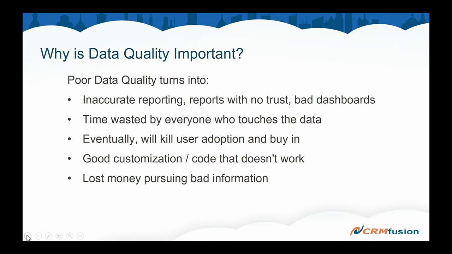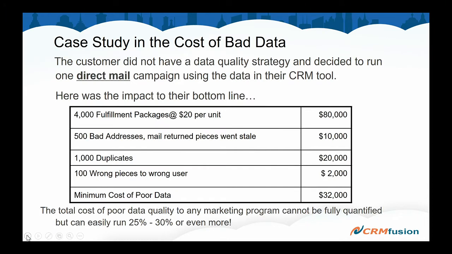Bad information costs money every time. Here's a good case example from one of our customers from a couple years ago. They work with auto dealerships around North America, and they send out this really expensive fulfillment package. It's about $20, a big fancy color thing that costs them a fortune. They had to send out 4,000 of them, which is going to cost $80,000. They sent out 500 to bad addresses that didn't even get delivered. That cost them $10,000. Of those 4,000 records, 25% were duplicates, 1,000 dupes, costing them another $20,000.